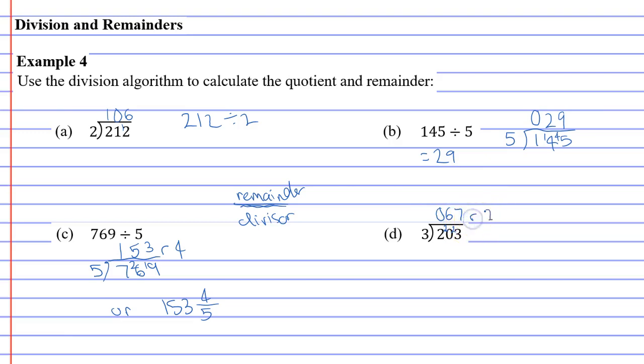So I'm going to write R2, remainder 2, and just to show off a little bit, I'm going to write it as a fraction, 67 and 2 over 3, remainder at the top, which is the 2, and the divisor was 3 at the bottom. And that concludes our video on using the division algorithm.